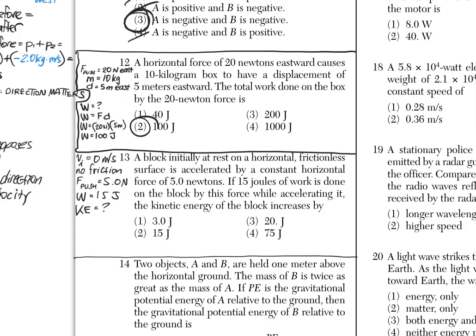So for 13, we have a block initially at rest and there's no friction. It's also not on a ramp. It says horizontal surface. Then we have a pushing force of 5 newtons and it says 15 joules of work are done. And it wants to know what's the kinetic energy.